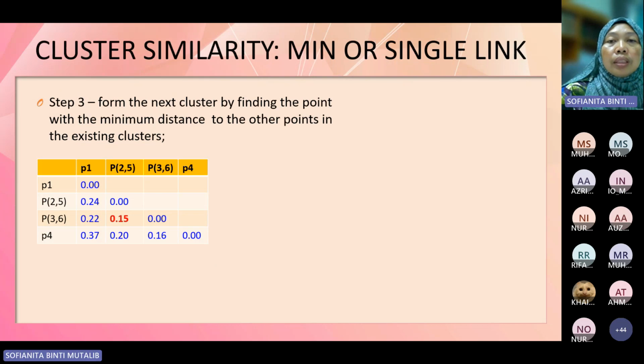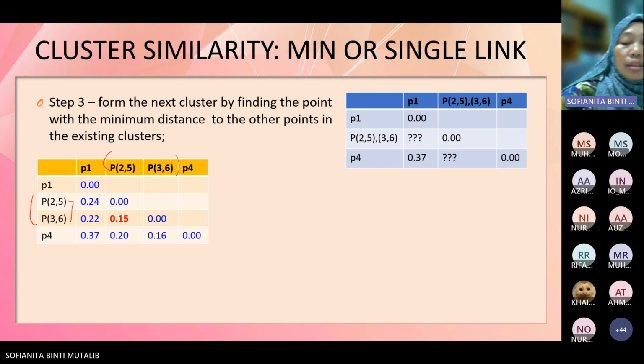So the next step is that this has been defined as one cluster, right? So we merge it into one column. Now it becomes only 3 columns and three rows. So we need to find this one. How do we define this one?